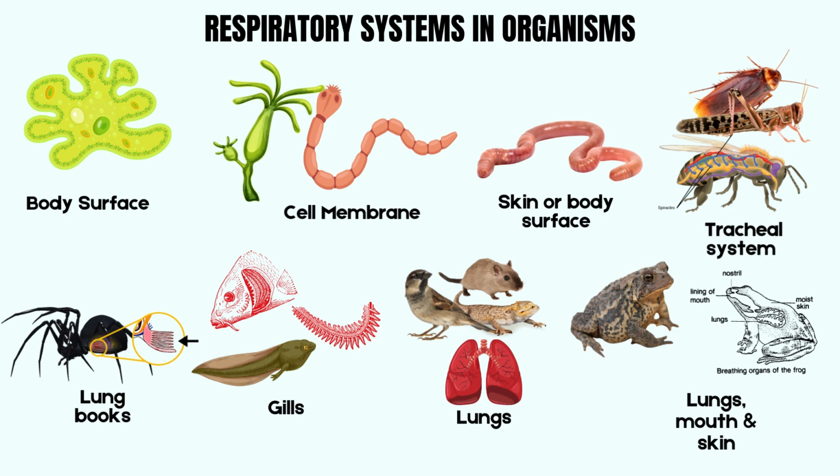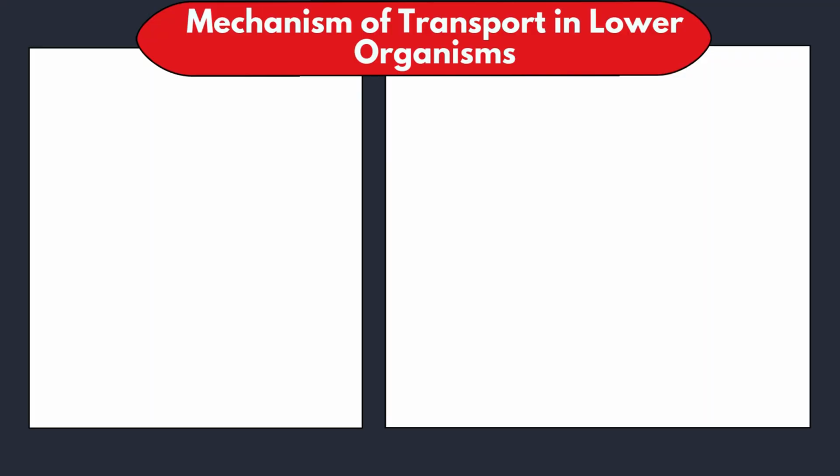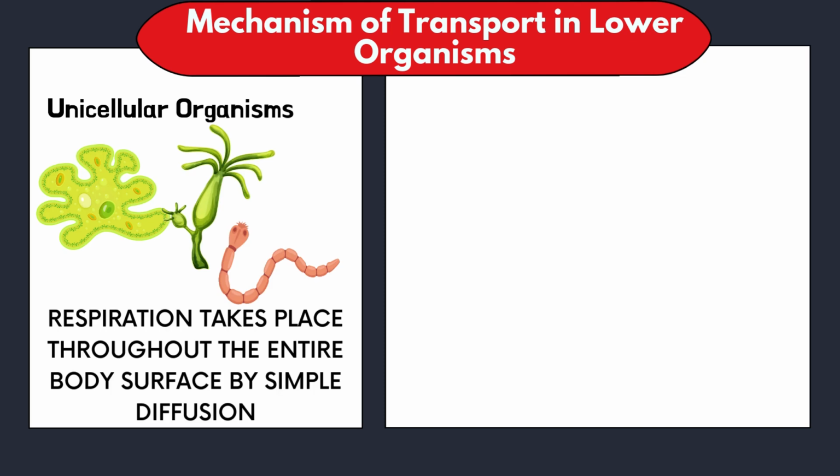And lastly, flowering plants use stomata and lenticels. Stomata are found on the epidermis of the leaves, while lenticels are found on the stem. Now let's look at the various mechanisms of respiration. We'll start with unicellular organisms like amoeba and paramecium.